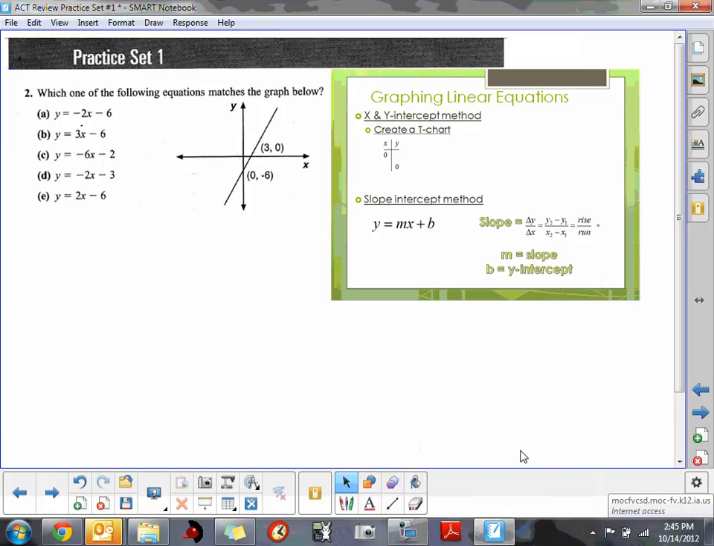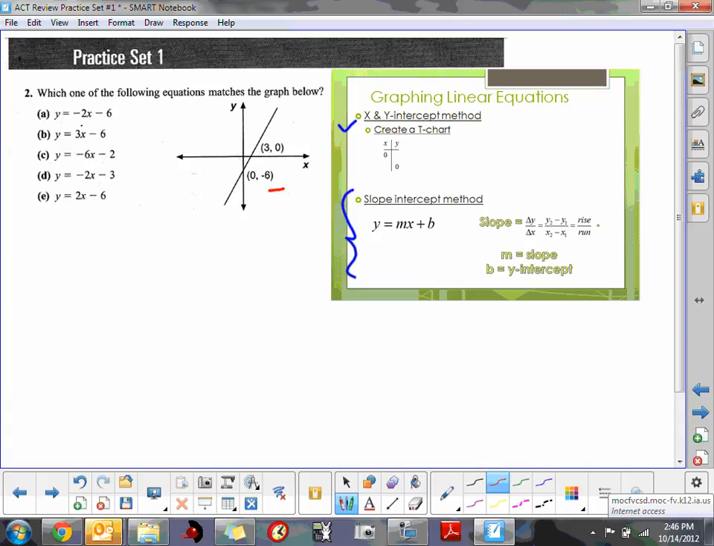The second question in practice set 1 assesses our ability to match a linear graph with its equation. There are a couple of ways that we've talked about graphing linear equations, but in this problem, I'm pretty confident that the quickest method would be using your slope-intercept form. You could also use your x- and y-intercept method, where you plug in 0 for x and 0 for y and match the equation. But with this setup, I think we can use the slope-intercept method to do it very quickly.